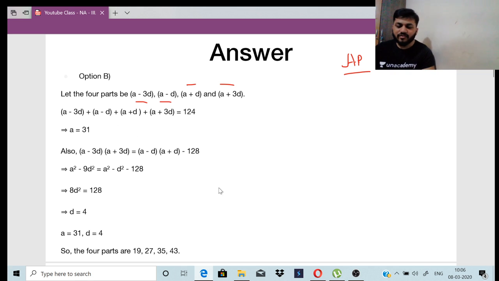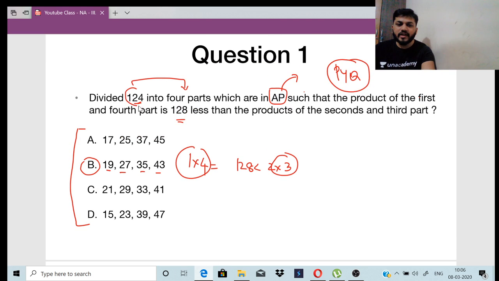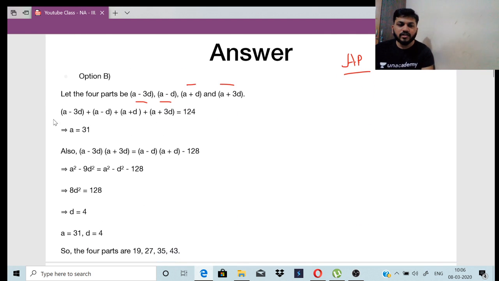Now, what have they given? 124. When all four parts are added, you get 124. So it is AP, so we add: a minus 3d plus a minus d plus a plus d plus a plus 3d is equal to 124. The 3d and d terms get cancelled: minus 3d plus 3d cancels, minus d plus d cancels. You'll get the value of a equals 31. Now substitute the same. What have they told?